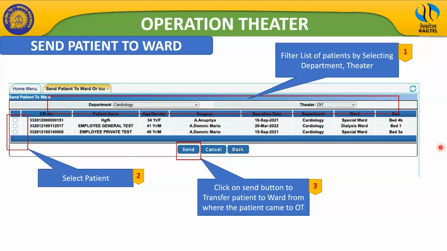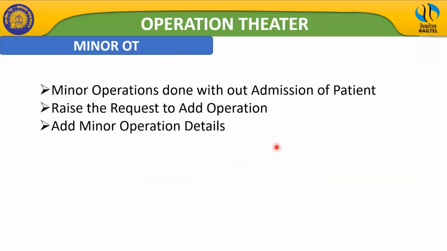Here, simply by clicking on the send patient to ICU option, the nurse will select the case and then simply click on the send button. Automatically this patient will get reflected in the ward from which the patient has come to the OT. Automatically they will reflect back to the ward from where they have come. So this is the process for the OT and anesthesia.